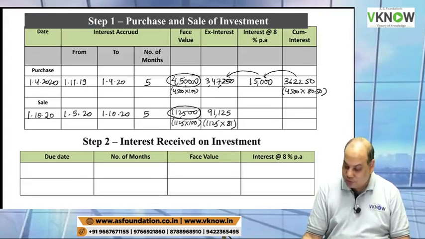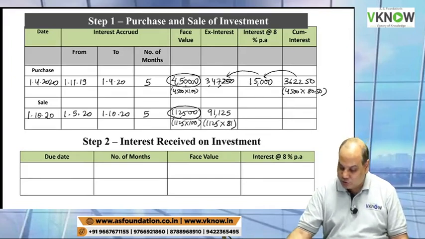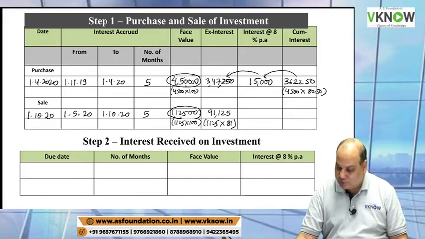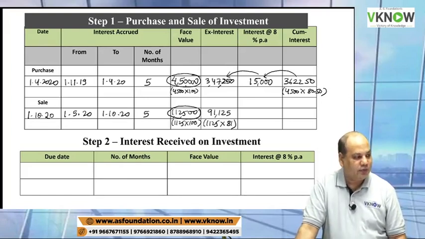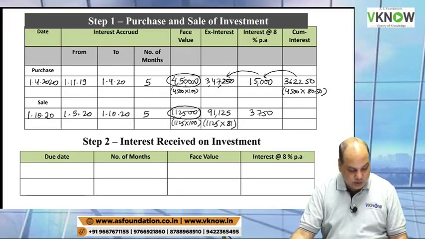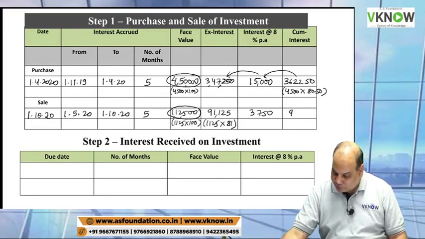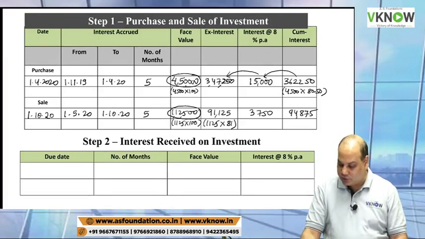Anybody for interest? Come on, interest. 1,12,500 into 8% into 5 by 12. 3750. So the interest amount will be 94875.